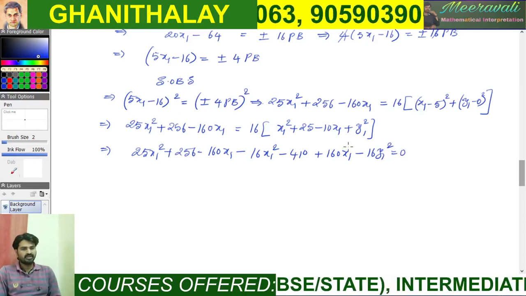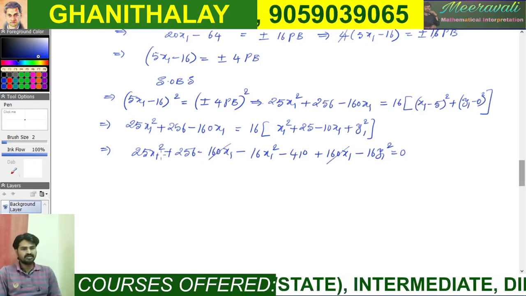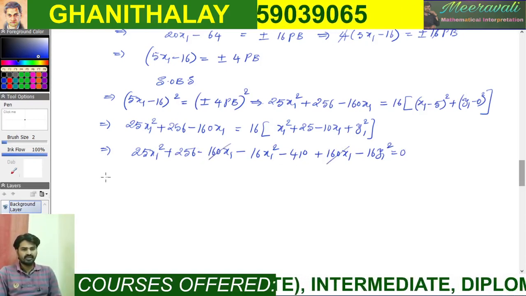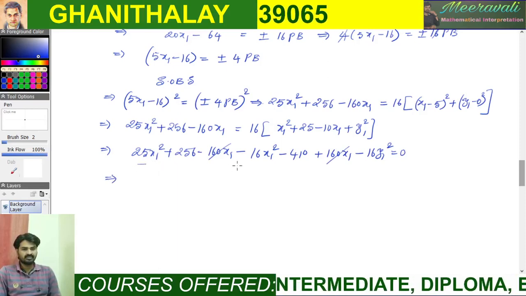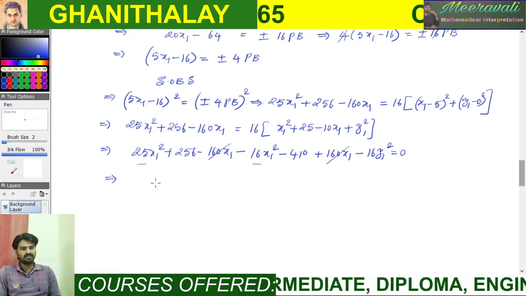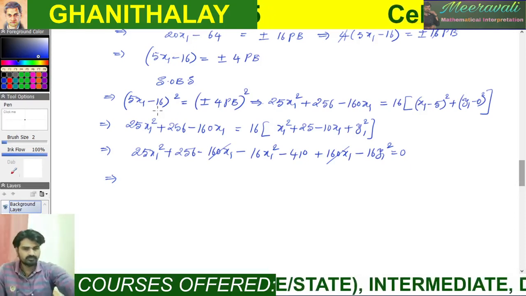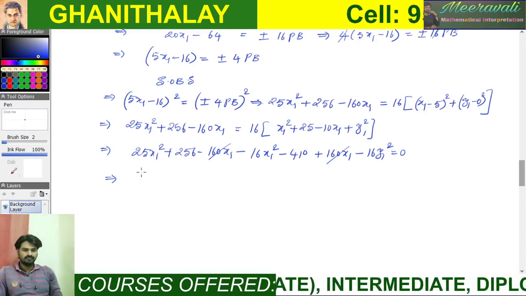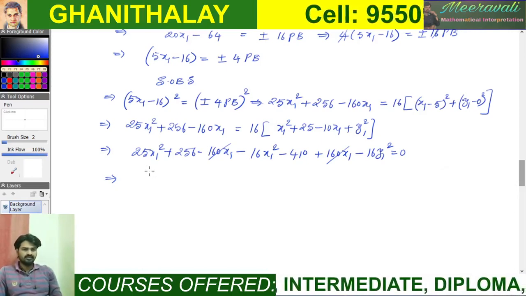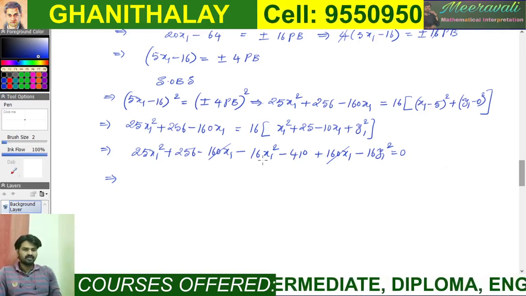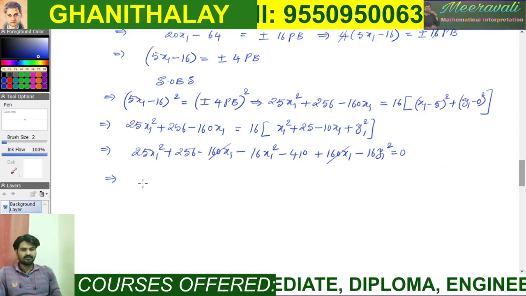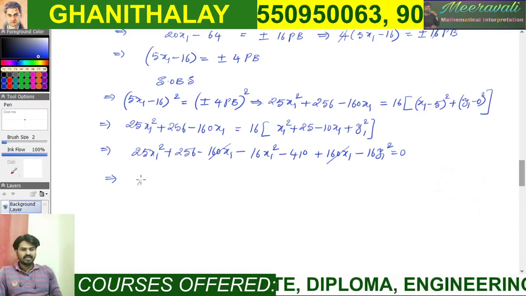Now you have to cancel them, 160x1 and 160x1. Now finally you can write x1 square, 25x1 minus 16x1. Now simplifying here, 25x1 square minus 16x1 square, that is 9x1 square.